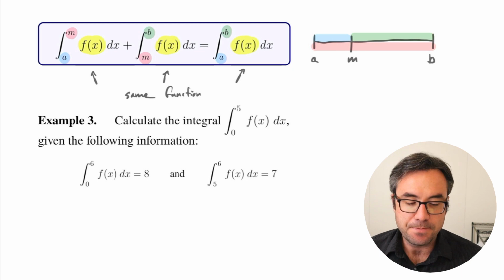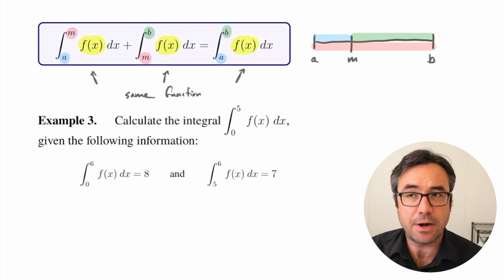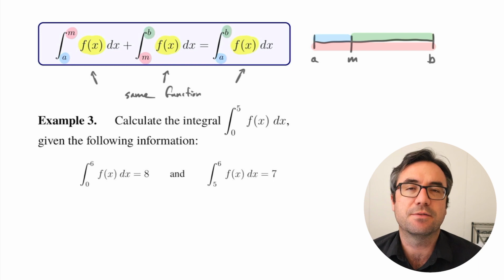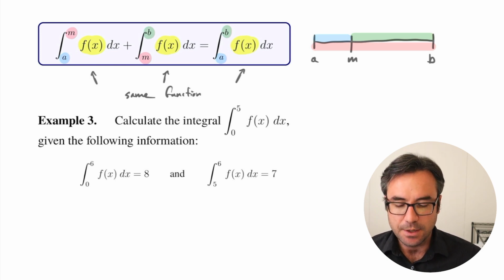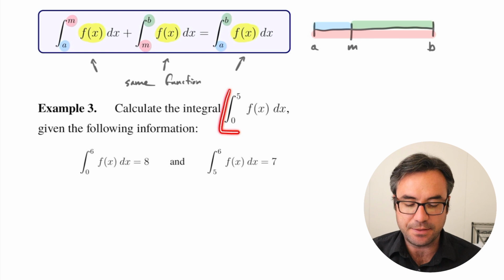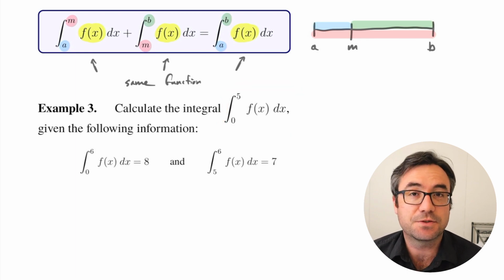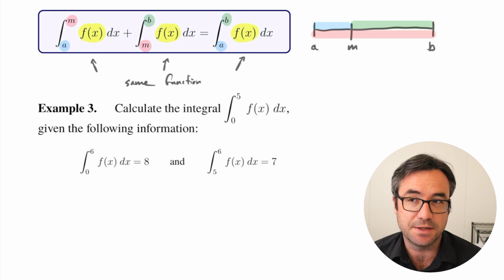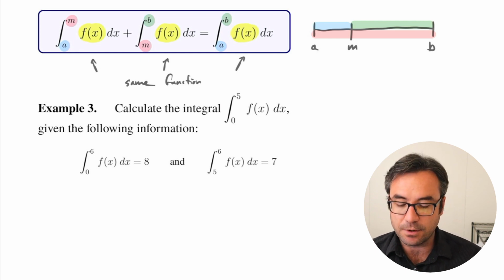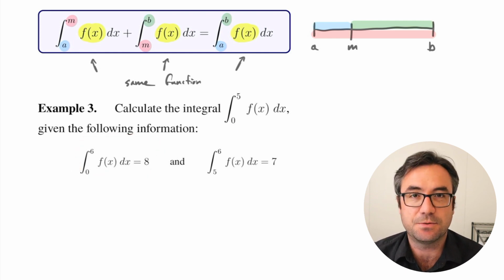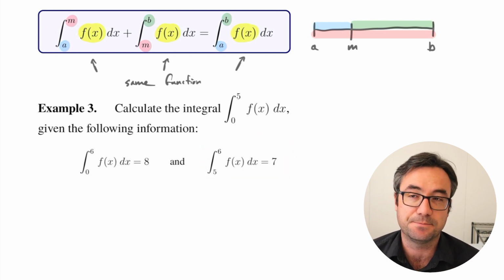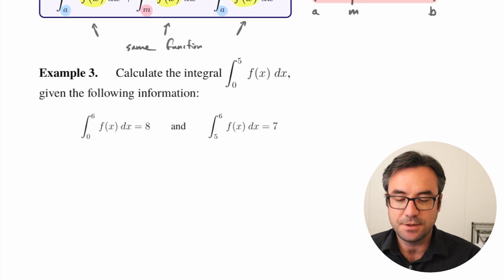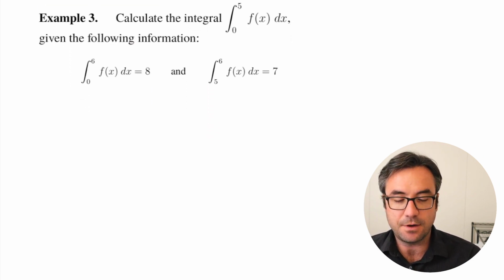So again, this property, we'll come back to it when we start talking about area, because there's a way to think of this as just adding areas together. But let's try a little example where we use this property. So let's suppose that we want to calculate the integral of some function f of x from 0 to 5. Now, we don't know what f of x is, but we do know that the integral of this function from 0 to 6 is equal to 8, and we know that the integral from 5 to 6 is equal to 7. So let's think of a number line here.